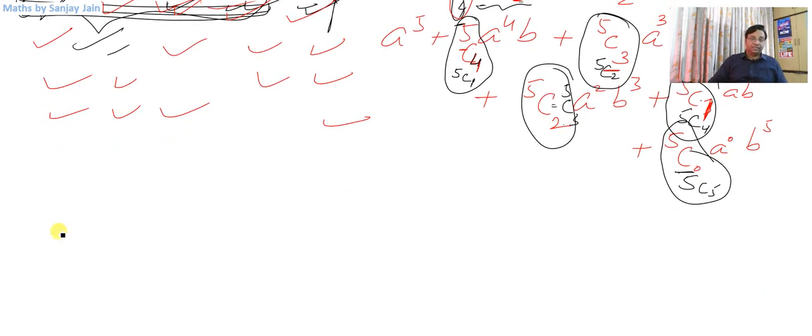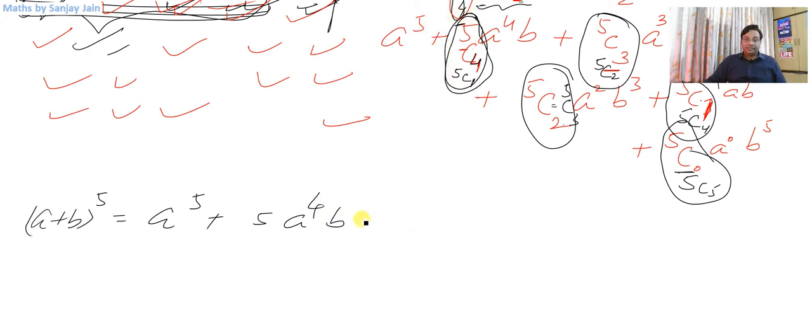So you finally got a formula for (a + b) raised to power 5, which is a raised to power 5 plus 5a raised to power 4 b, because this is 5. And then 5c3 is 10, right? 10 a cubed b squared, because when a comes from 3 brackets, I am left with 2 brackets, so out of those b has to come.